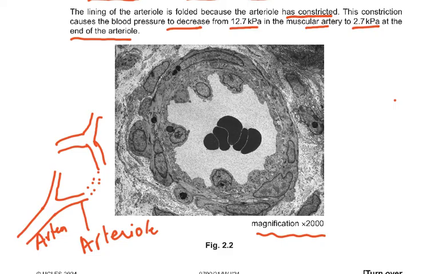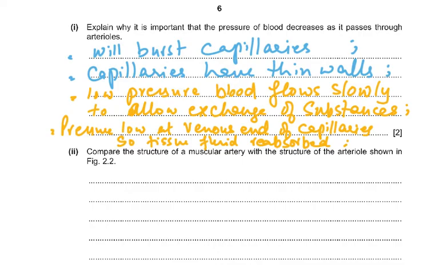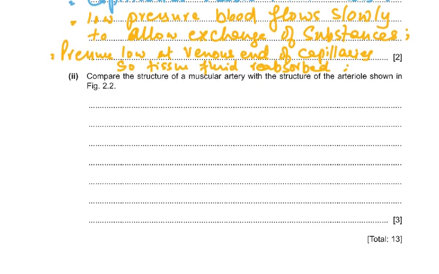At low pressure, blood will flow slowly so that exchange or diffusion of substances can happen in the capillaries, which is the only place where exchange of substances can happen. Pressure will be low at the venous end of the capillary so that tissue fluid is reabsorbed. So high pressure will burst the capillaries. Capillaries have thin walls. Low pressure blood flows slowly to allow exchange of substances. Pressure is low at the venous end of the capillary so tissue fluid is reabsorbed.